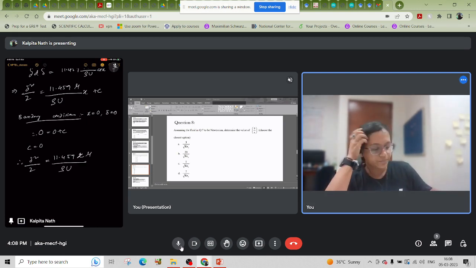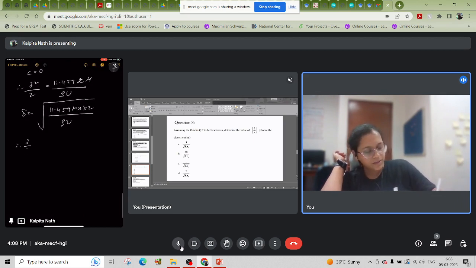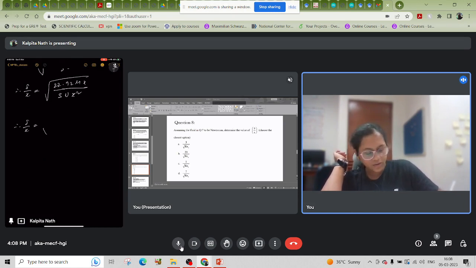Okay, so delta is equal to root over 11.459 mu x 2 by rho u. Therefore delta by x is equal to 22.92 mu x by rho u x square. So delta by x is equal to 22.92 mu by rho u x.